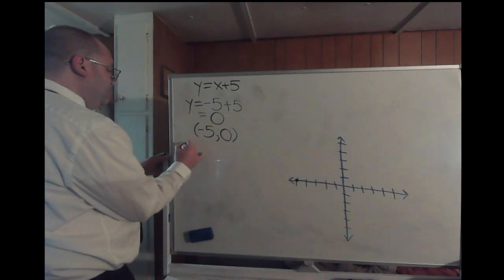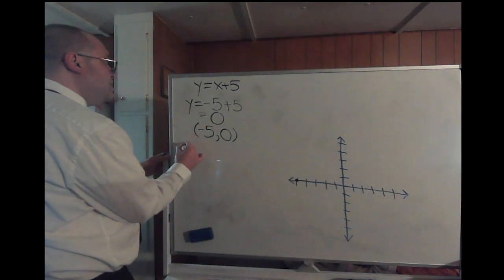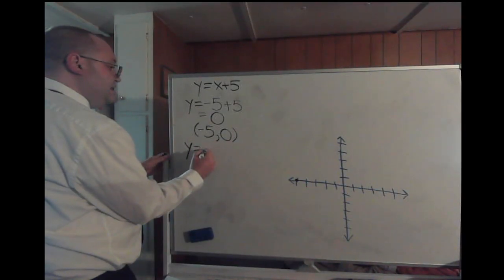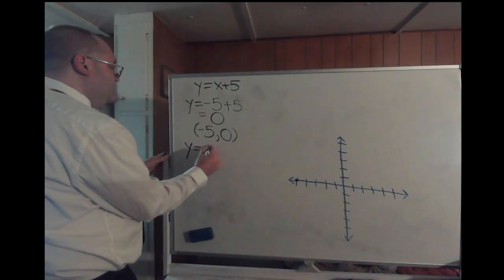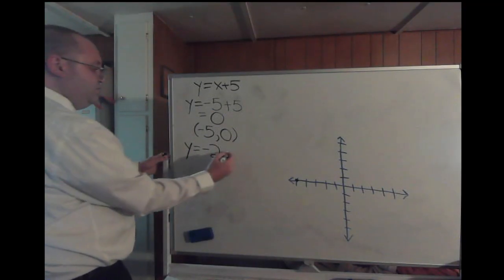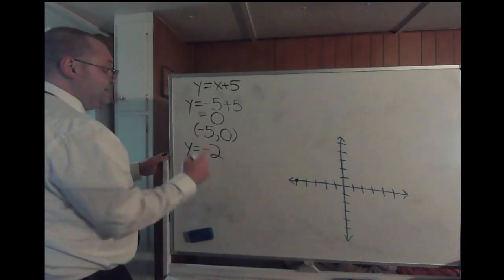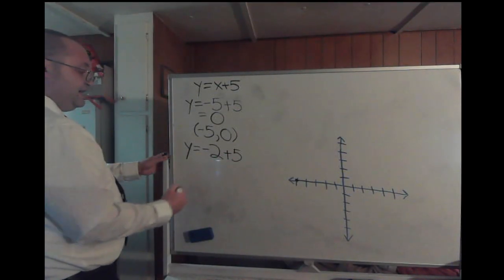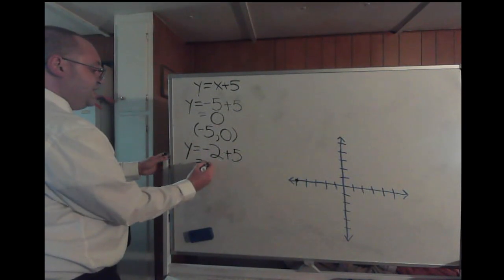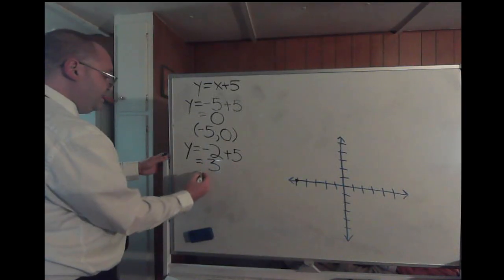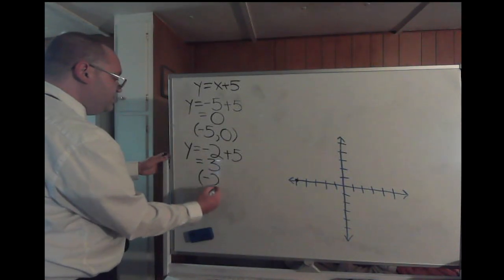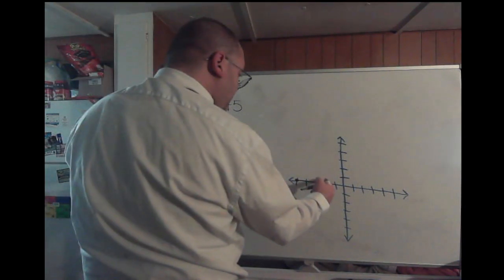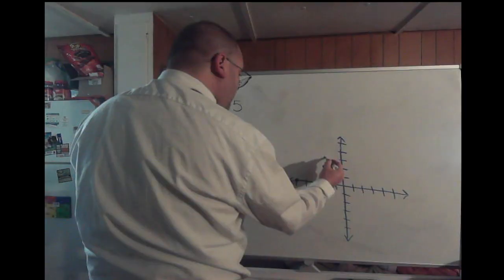Let's say I make y equal to -2. So when y is -2, I put that in for where x is. You'll get -2 plus 5. Well, -2 plus 5 is +3, so when x is -2, y is +3. So I'll get the point (-2, 3) right here.